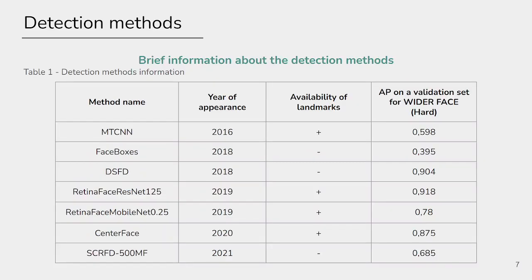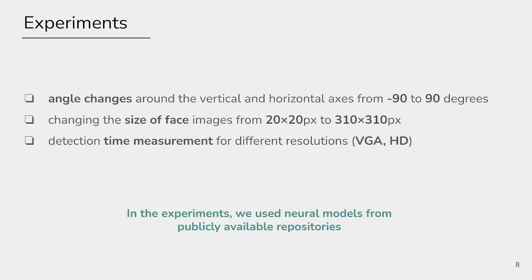A summary of the date of appearance of the methods, their accuracy, and the presence of landmarks of the face which the method can additionally provide is given in Table 1. So, the following experiments were chosen by which the detectors were compared. These are the dependence of detection quality on face rotation, the size of the face, and the processing speed of a single frame at VGA and HD resolutions.